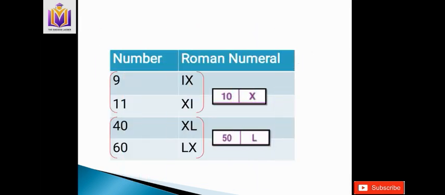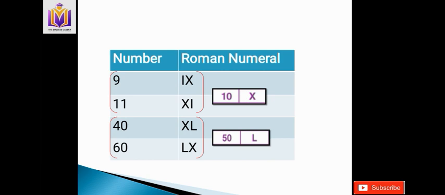Here are a few more examples. Similarly, 10 we write as X. If you want to make 9, we write I on the left-hand side of the X, so this becomes 10 minus 1, that is 9. And if I write I on the right-hand side, I is smaller and is on the right-hand side, so we will add. So it becomes 10 plus 1 equals 11.